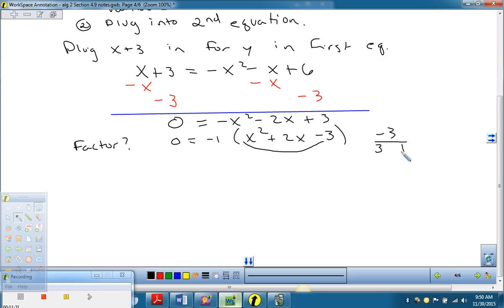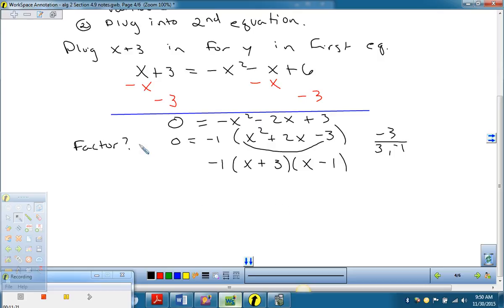3 and 1, which one has to be positive? Yes. So it's 3 and negative 1. And the coefficient in front of my x squared is 1, so those are my factors. So we get negative 1 times what? X plus 3 times, right. And we can only do that shortcut because the coefficient in front of the x squared is 1. Otherwise, we'd have to do the grouping and all of that.